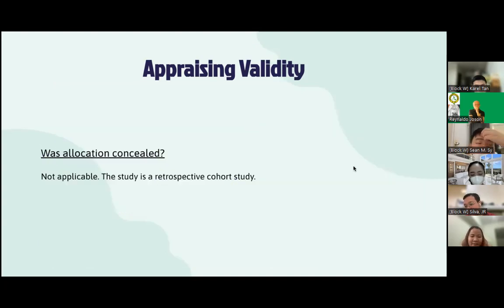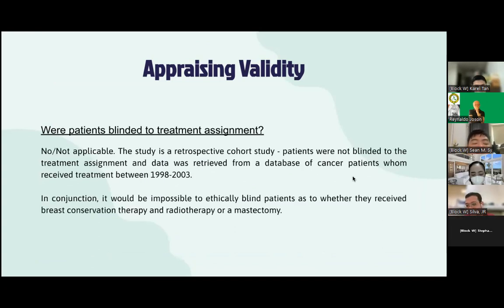So allocation was not concealed because it was a retrospective cohort study. Next slide, please. And patients were not blinded to treatment assignment because it's basically impossible to ethically blind patients as to whether they receive breast conservation therapy or mastectomy, given the nature of the management done. Also, patients were not blinded as this was again a retrospective cohort study.